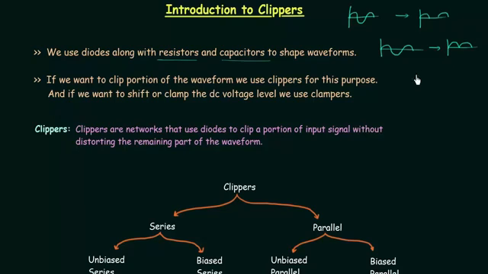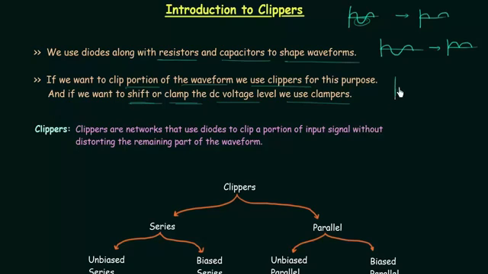So we can say that diodes along with resistors and capacitors can be used to shape the waveforms, and we call these circuits wave shaping circuits. So clippers and clampers are wave shaping circuits, and if we want to clip portion of the waveform, we use clippers, and if we want to shift or clamp the DC voltage level, we use clampers. Half wave rectifier is the simplest example of clipper circuit. We have clipped the negative half of the waveform. Clampers are used to shift or clamp the DC voltage level.